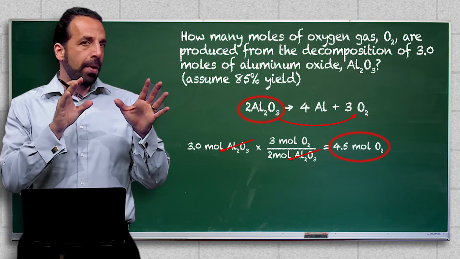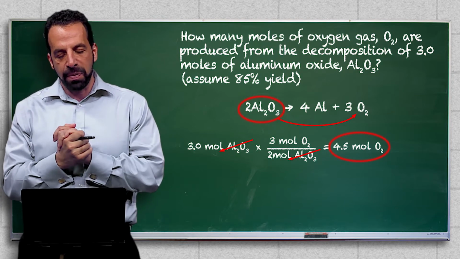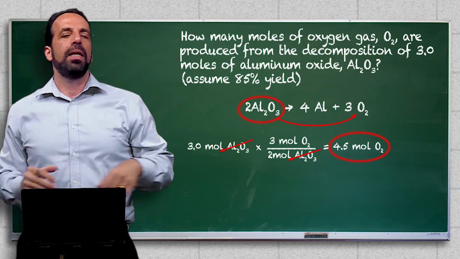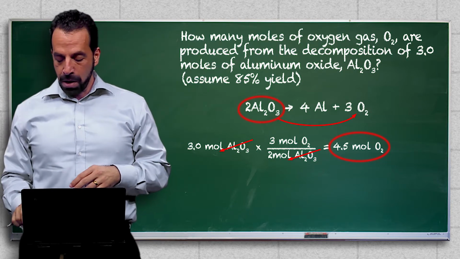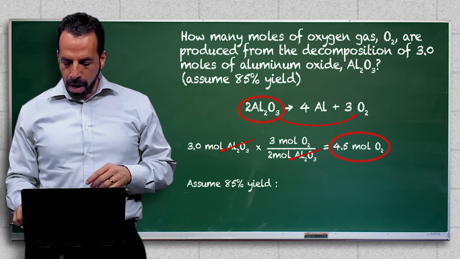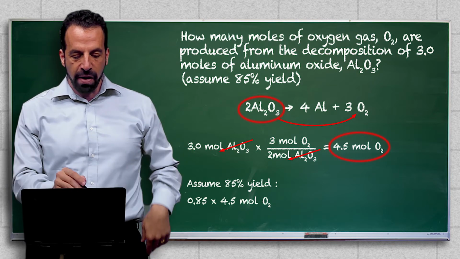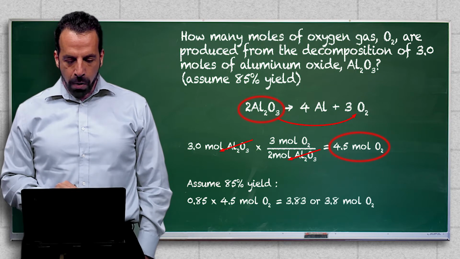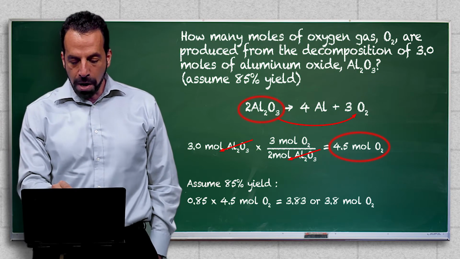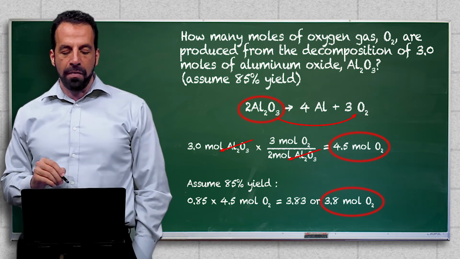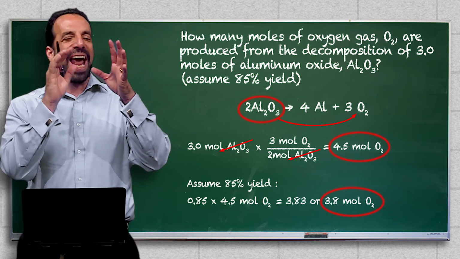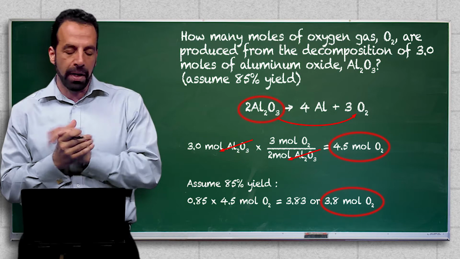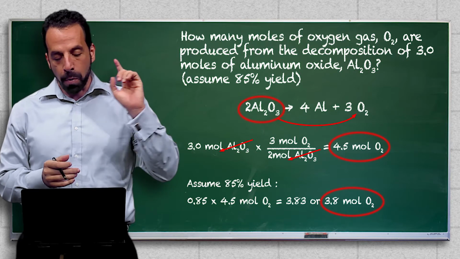Now, you can't stop there because it says, okay, assume 85% yield, which means that I only get 85% of that 4.5 moles. So to finish that up now, I'm just going to multiply that 4.5 by 0.85, so I get rid of the percentage, divided by 100. And so I'm going to end up with 3.83 or 3.8 moles of oxygen. So I only get 85% of what I calculated theoretically from the problem. So pay attention to that.